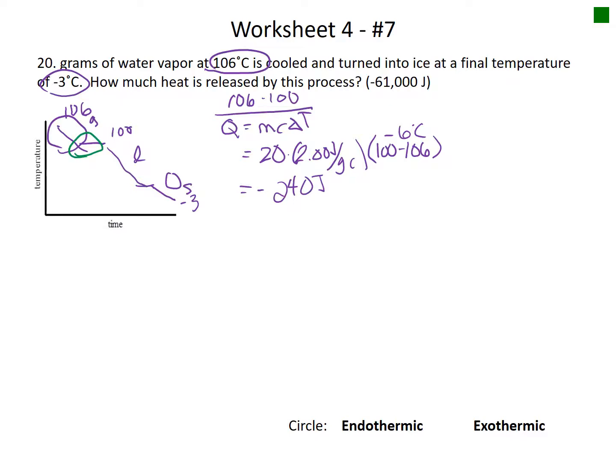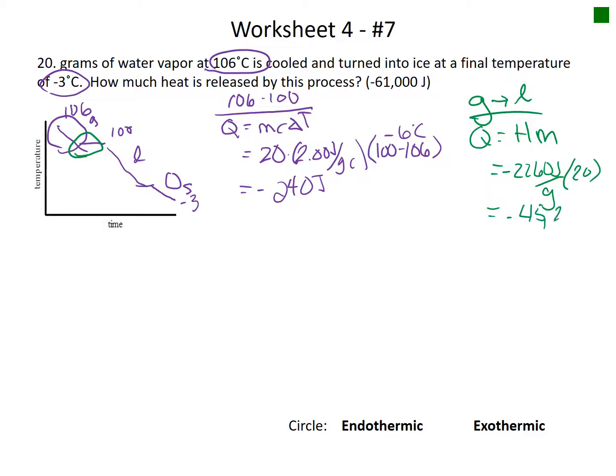Now I'm going to deal with this cooling of phase changes. So this phase change in particular is going from a gas to a liquid. And so during a phase change, your formula that you're going to use is Q equals HM. The H in this case is going to be the opposite of vaporization because it's going the other way. So instead of positive 2260, it is going to be negative 2260. And then once again, the mass is the same, which is 20. So multiplying that out, I get negative 45,200 joules.